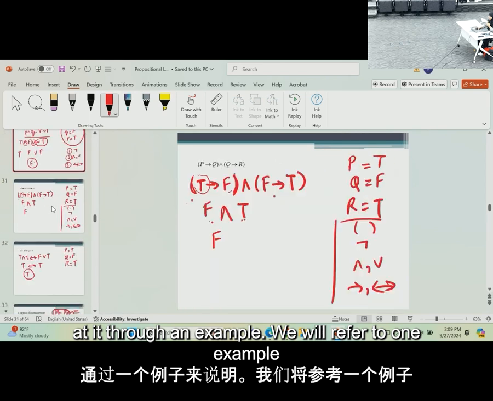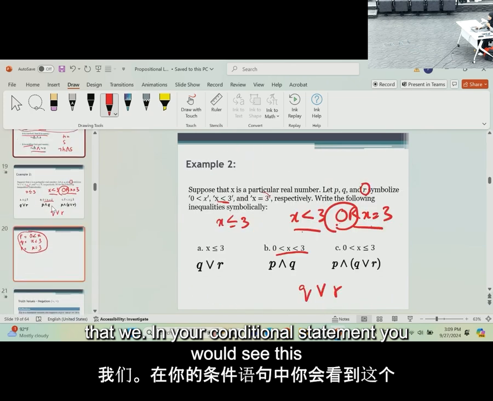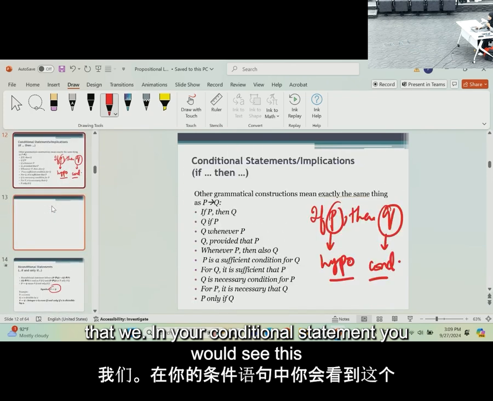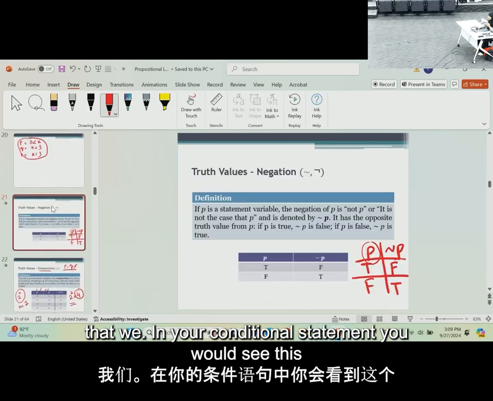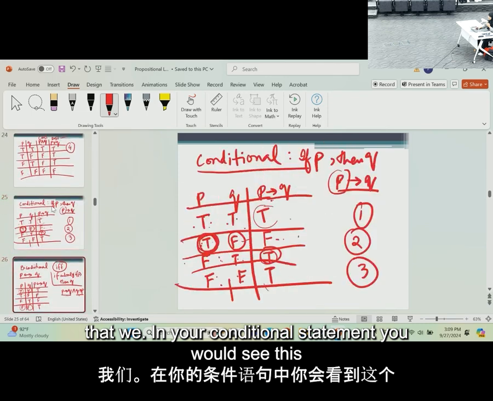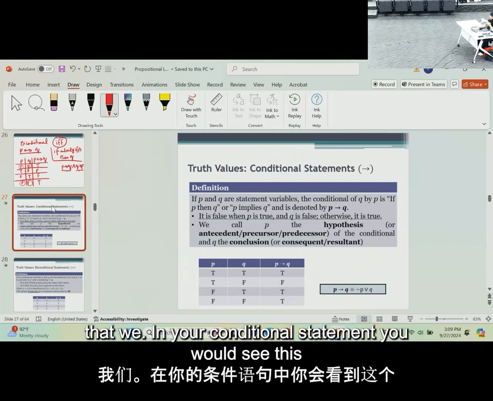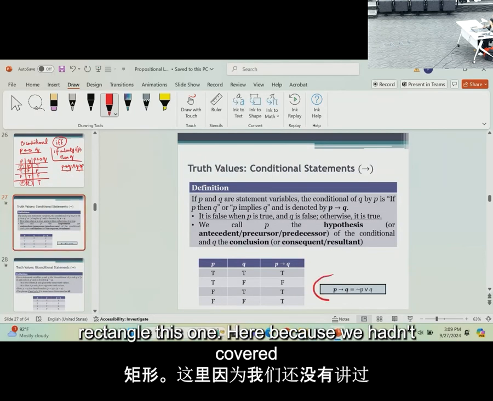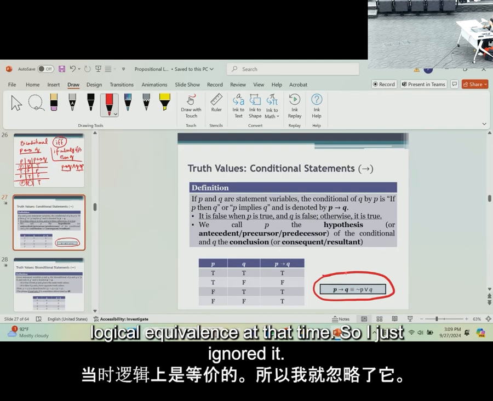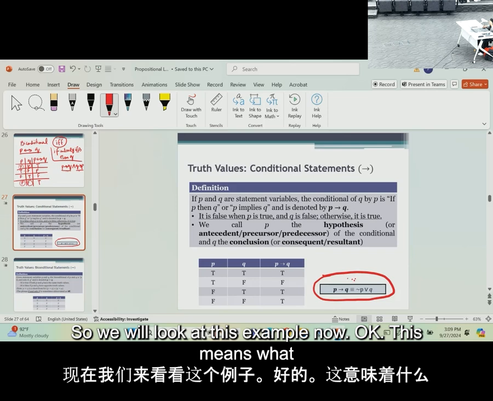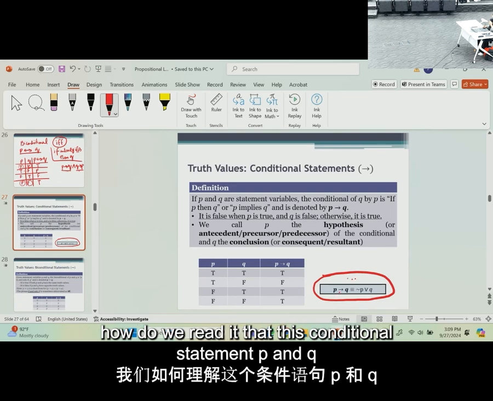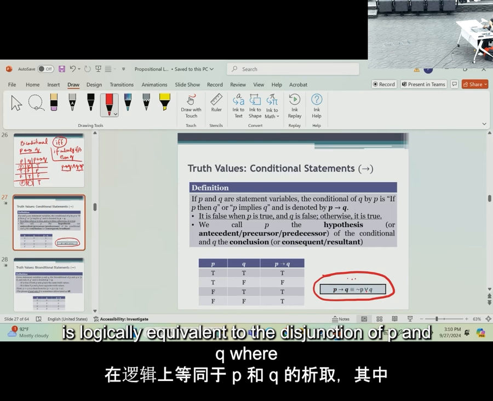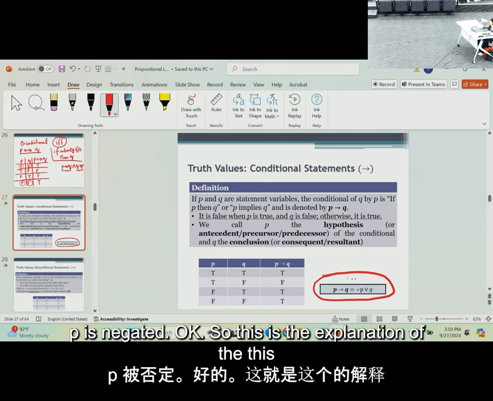We will refer to one example that we saw in your conditional statement, you would see this rectangle, this one. Here, because we hadn't covered logical equivalence at that time, I just ignored it. So we will look at this example now, okay? How do we read it? That this conditional statement, P and Q, is logically equivalent to the disjunction of P and Q, where P is negated, okay? So this is the explanation of this statement.